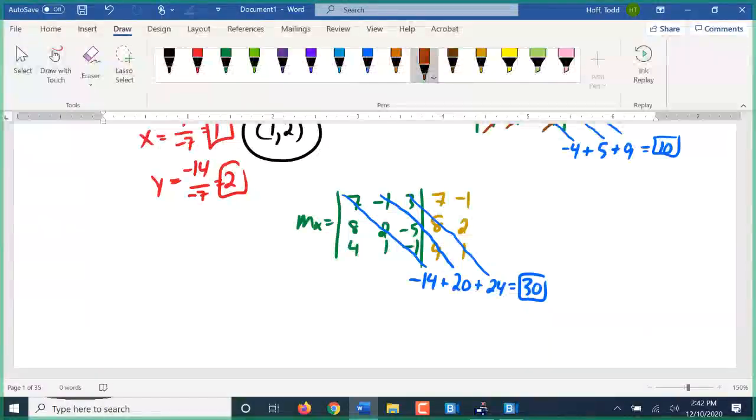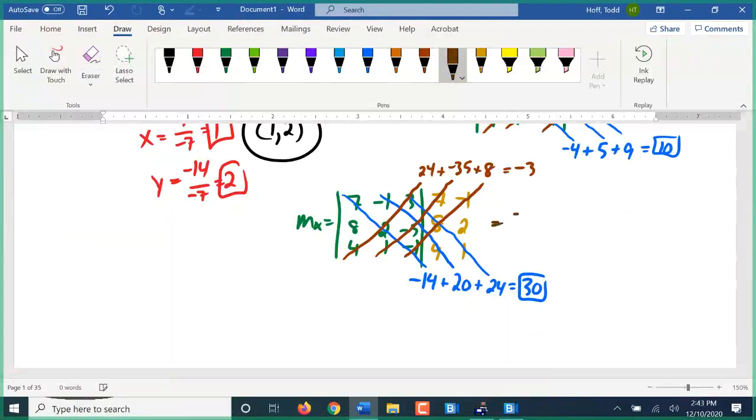Going up, 4 times 2 times 3 is 24. Plus 1 times negative 5 is negative 5, times 7 is negative 35. Plus negative 1 times 8 times negative 1 is just 8, giving us, I believe, a negative 3. We get a determinant of 30 minus a negative 3, which is 33.